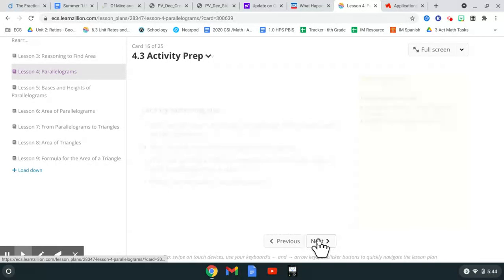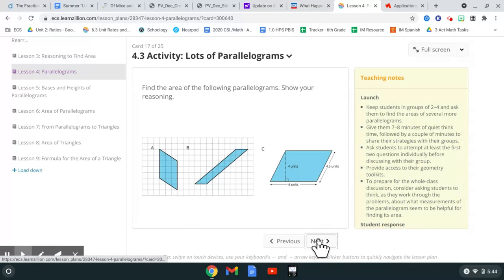Okay, so let's move on to activity 4.3. I'm just going to tell you ahead of time, we are not going to work with this shape here just yet. Decomposing that shape is difficult and there's a different strategy that you could use, but I'm going to just focus on A and C. So what I would like you to do is pause the video and try to find the area of A and C.